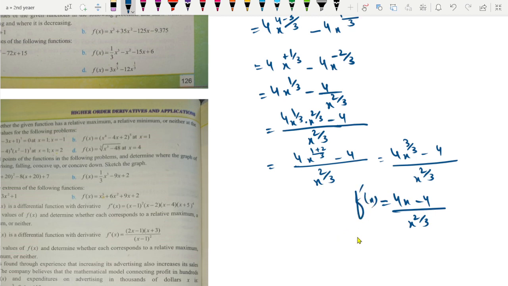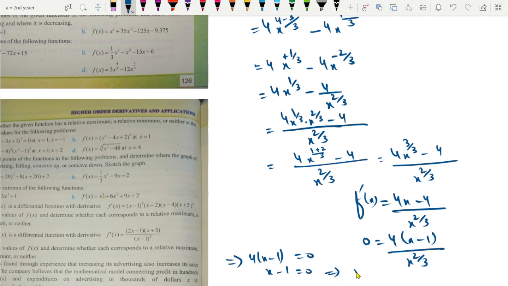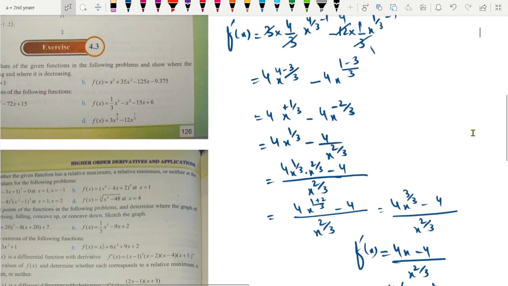For critical values, put f prime of x equal to 0. So 0 is equal to 4 common (x minus 1). By cross multiplication, 4(x minus 1) is equal to 0. Dividing by 4 on both sides, x minus 1 is equal to 0, which implies that x is equal to 1. So the critical value is equal to 1. In this way we can find the critical values of the function.